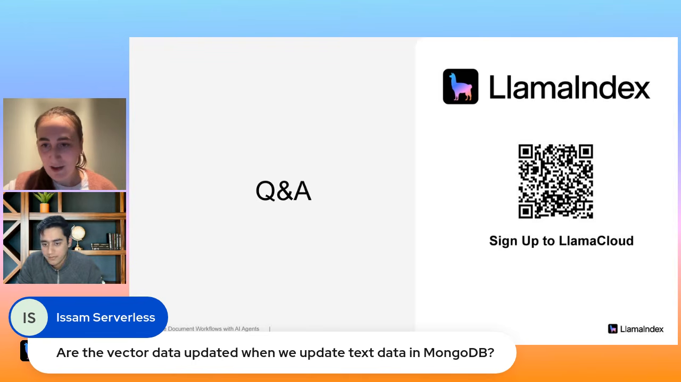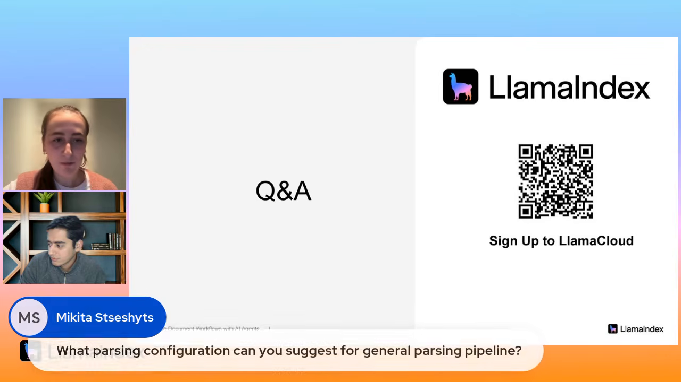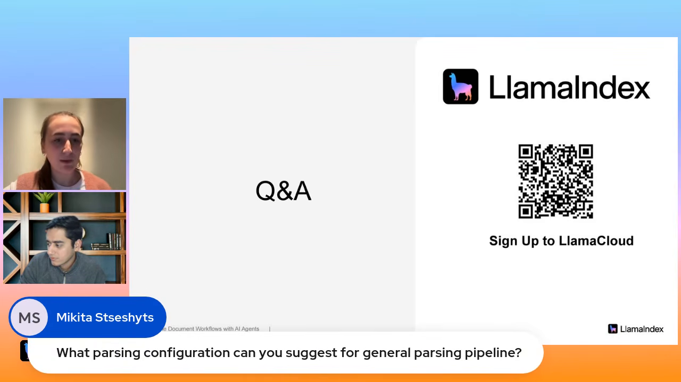All right. So there is another question. I think this one is about LlamaParse. I can maybe talk about that a bit. What parsing configuration can you suggest for general parsing pipelines? Well, there is a basic parsing configuration. Let me actually check the exact name of it. I should probably know this off by heart, which should work for most simple parsing pipelines.